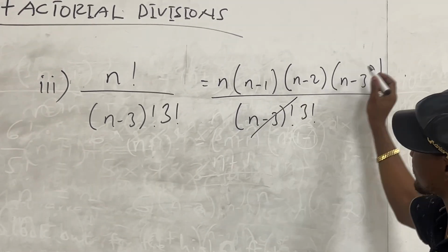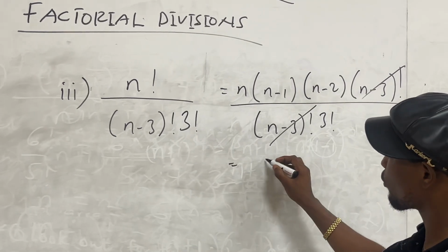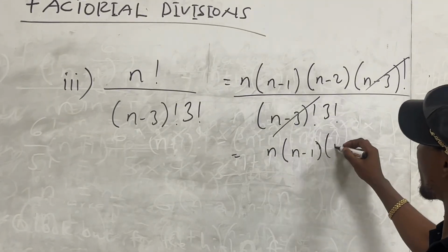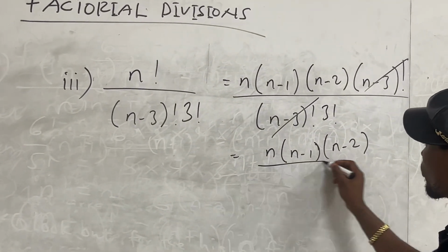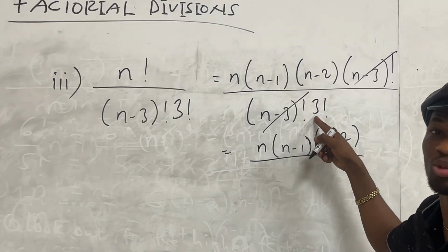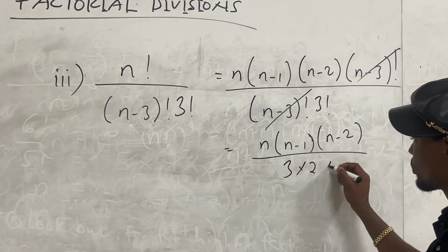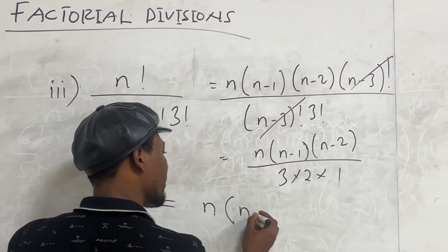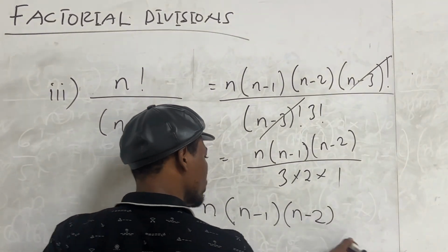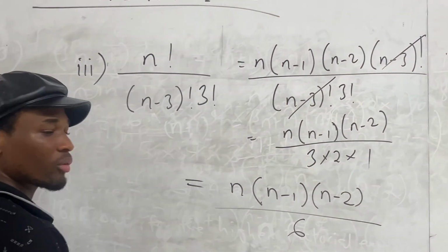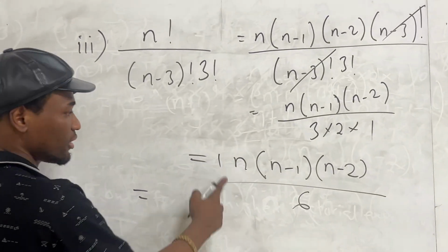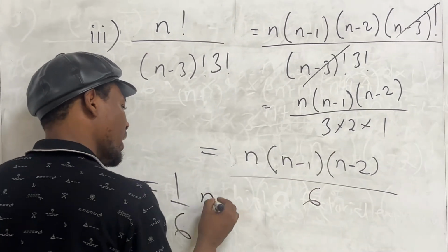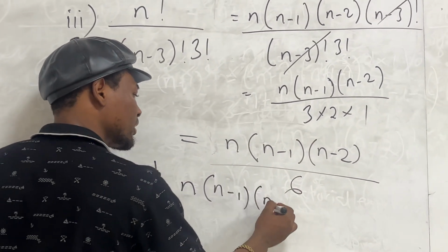So this cancels this. Therefore, I have n into bracket n minus 1, then I have n minus 2, then all over, what is 3 factorial? 3 factorial is the same as 3 times 2 times 1. So therefore, I have n, then n minus 1, I have n minus 2, all over 6. So this is the same as, there's 1 here, right? 1 over 6 times n, then n minus 1 times n minus 2.